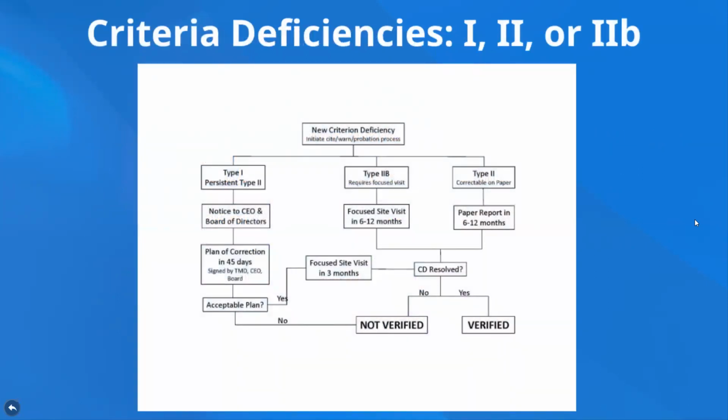This is the process that the verification team has looked out for criterion deficiencies. The packets that you received from me before the webinar included a checklist with the criteria. These criteria were listed as either type 1, type 2, or type 2B. Type 1 criteria are weighted a little bit heavier. Type 1 would then be a notice to the CEO and board of directors, asking for a plan of correction in 45 days. And then we would perform a focused site visit 3 months after that plan of correction.